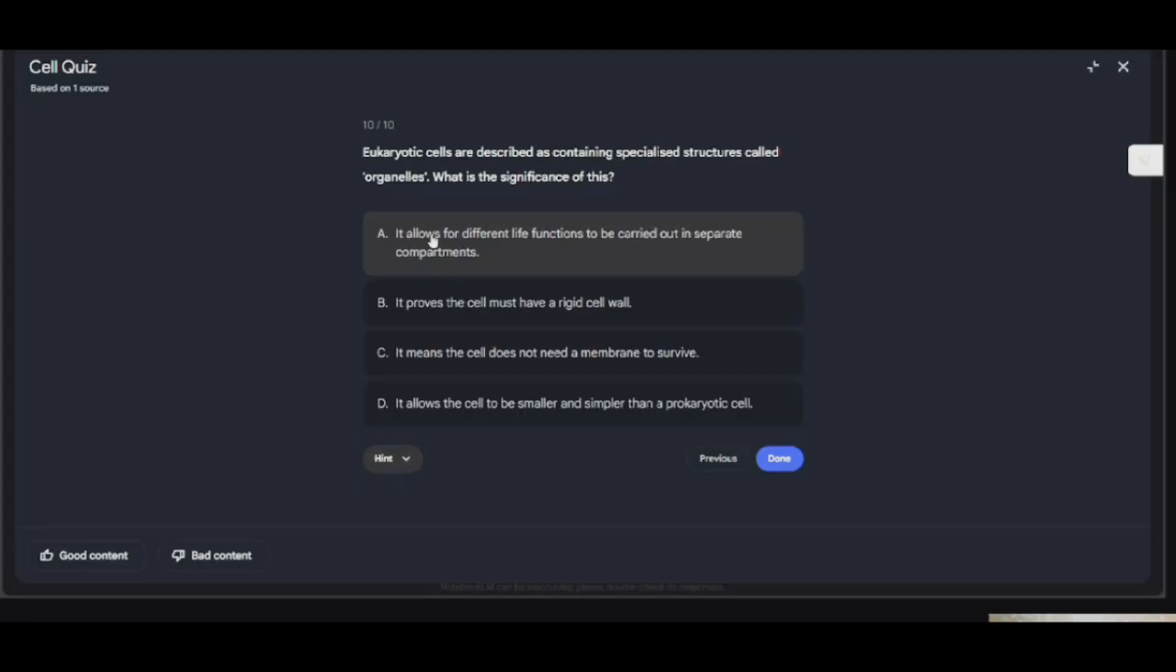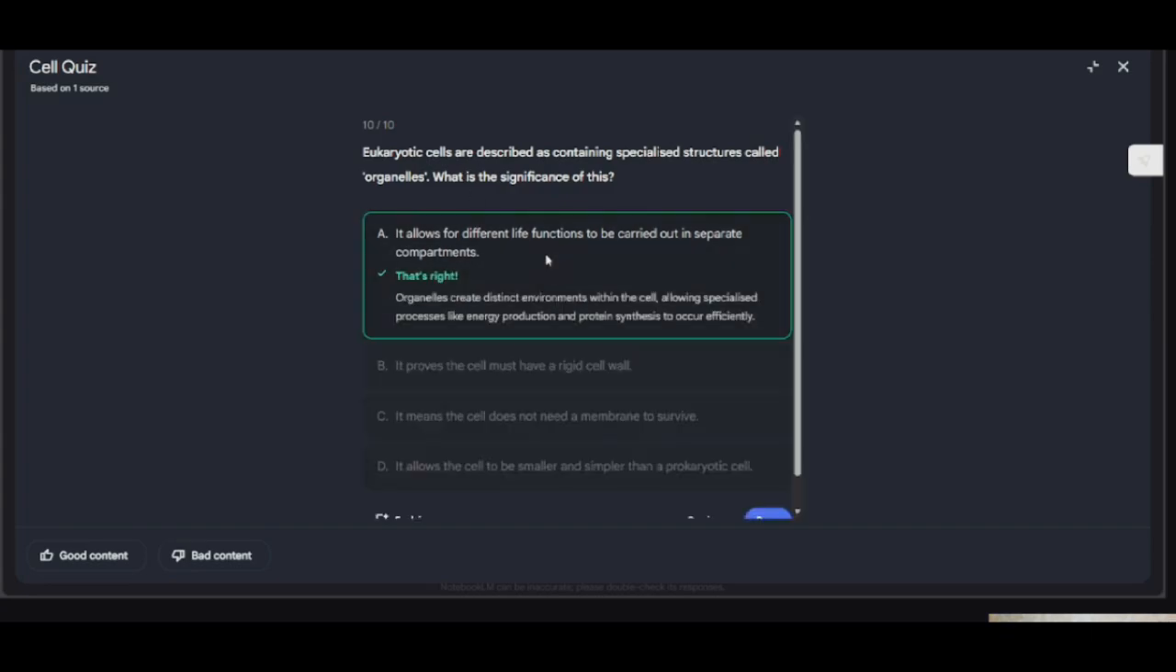Eukaryotic cells are described as containing specialized structures called organelles. What is the significance of this? It allows different life processes to be carried out in separate compartments. It proves the cell must have a rigid cell wall. It means the cell does not need a membrane to survive. It allows the cell to be smaller and simpler than a prokaryotic cell.